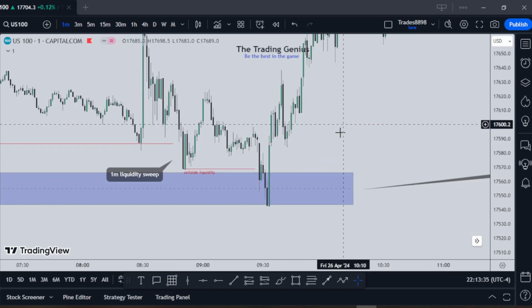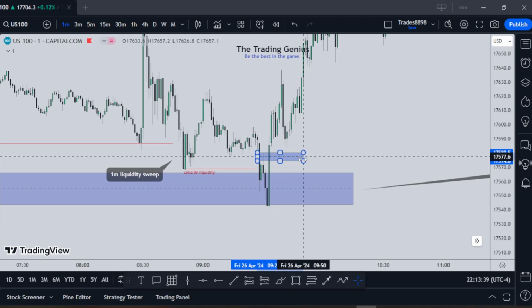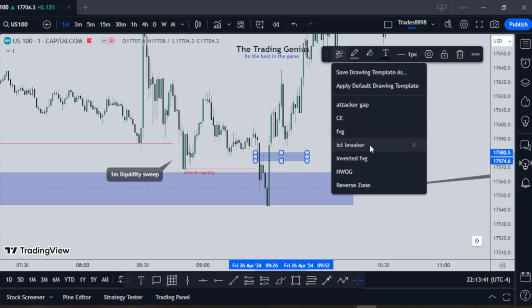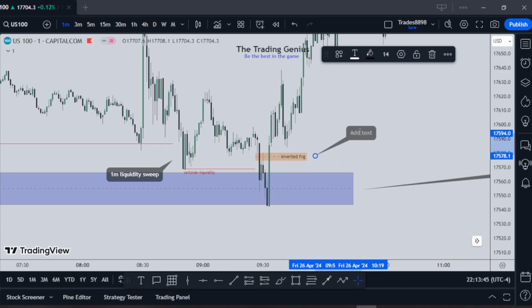After that, what will we see? This is one of my favorites, which is an inverted fair value gap, right? So price created an inverted fair value gap. This means that now bullish is stronger than the bearish, because price created a gap. But you're not gonna take any long position just because of the inverted fair value gap.